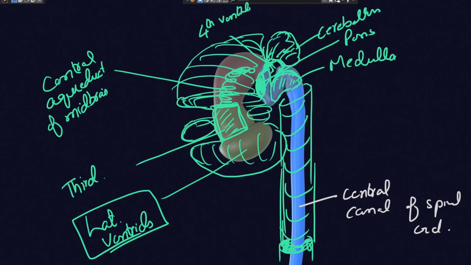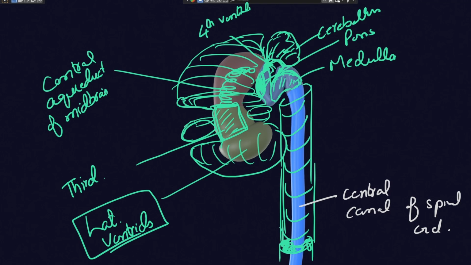Third ventricle, it's not ventricles, it's ventricle. Third ventricle is a single one. It is the cavity of Diencephalon. Central aqueduct of Sylvius is the cavity of midbrain. Then we have fourth ventricle, which is the cavity of hindbrain or Rhombencephalon, that is pons, medulla and cerebellum. All these three structures are equipped with their own ventricle, that is fourth ventricle. And finally we have central canal of spinal cord.